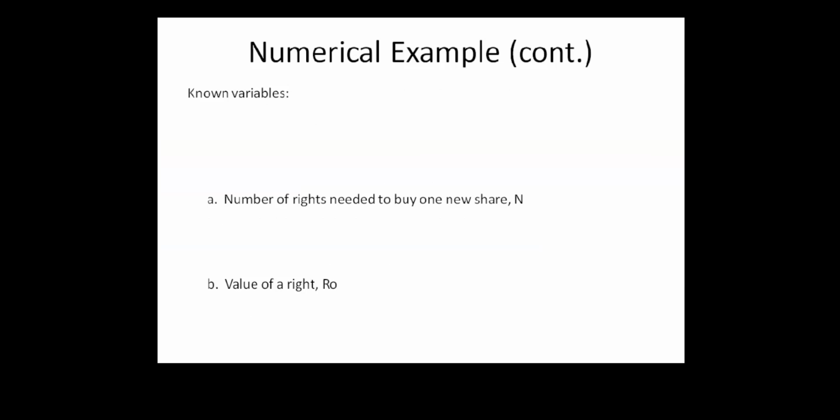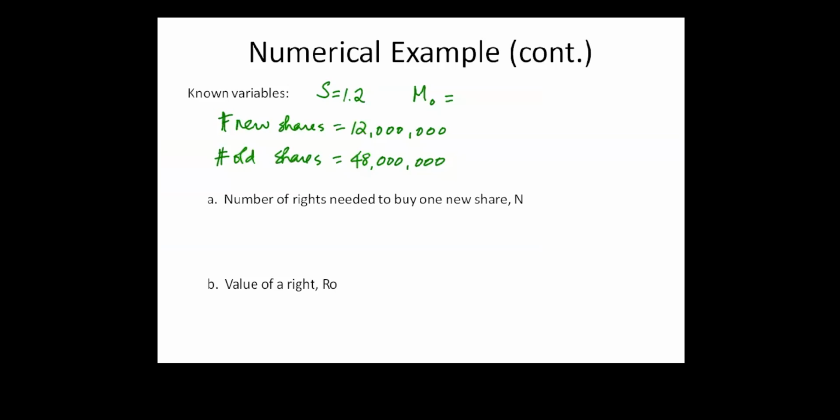We first write down what we know. The known variables are, as before, number of new shares is 12 followed by 6 zeros, and we have the number of O shares is 48, followed by 6 zeros. Subscription price is 1.2. Rights on share price is 3, and we have net proceeds is equal to this clunky number right here, 13,392,000.